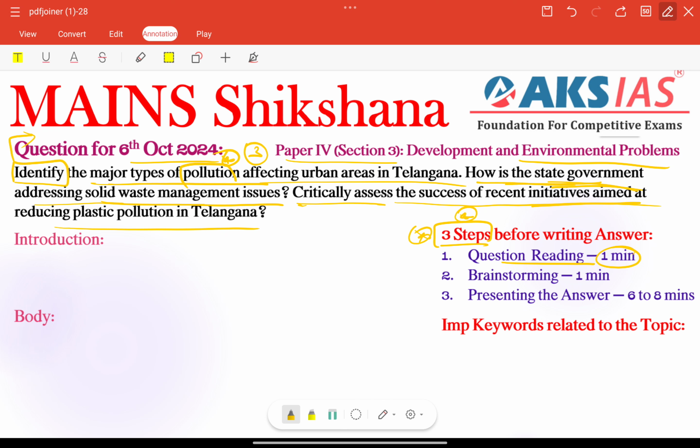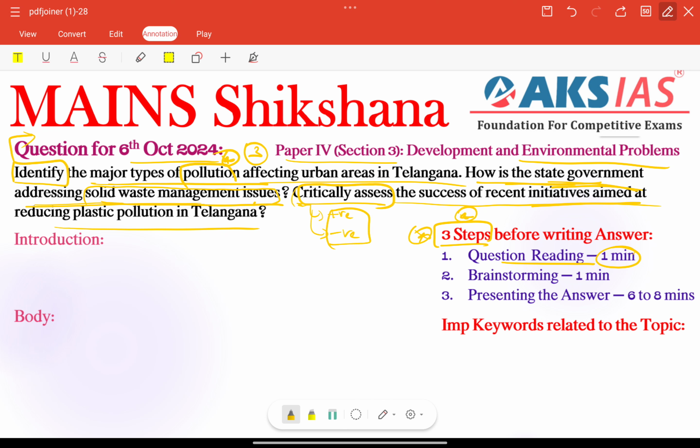Next, how is the state government addressing solid waste management issues? Here we need to focus on giving measures already taken by the state government, Telangana especially. This second part is related to solid waste management issues. Next, critically assess. Critically assess means here we need to focus on providing positives and also negatives, right?